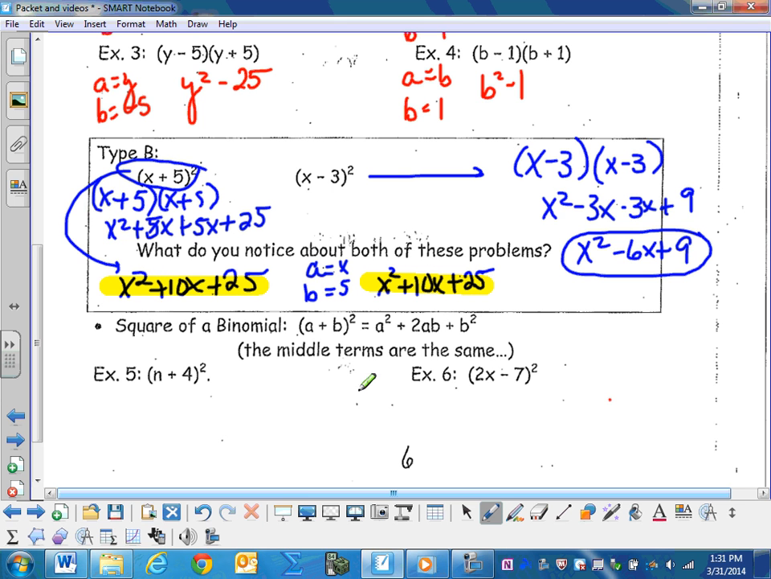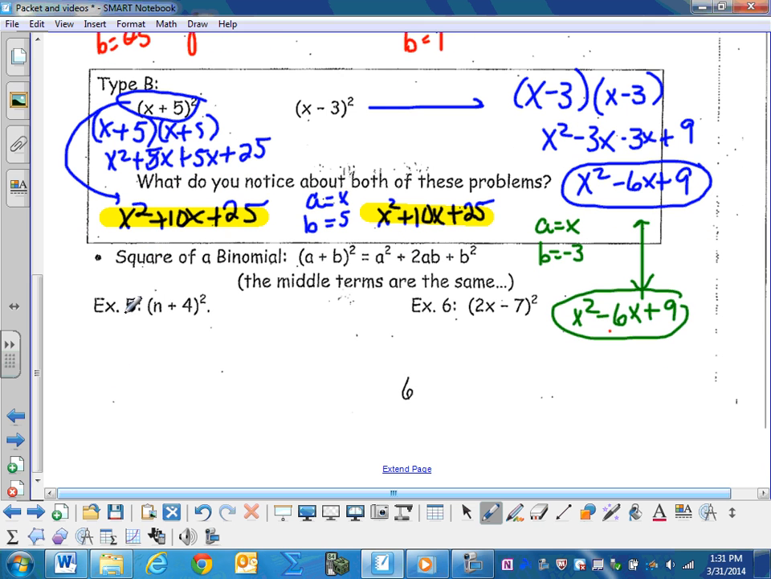Let's try that again on the other example. We have x minus 3, so my a equals x, and my b equals negative 3. So I square my a, x times x. I take my 2 times a times b. So a times b is negative 3x, times 2, negative 6x, and then I square my b. Well, looky there. They match. So this is a good pattern to remember.